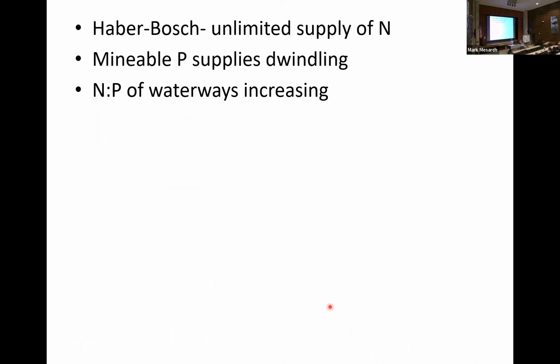So what makes this research even more applicable to the current state of the world is that the Haber-Bosch process has provided us with a seemingly unlimited supply of nitrogen, right, leading to that phosphorus limitation. Our mineable phosphorus supplies are dwindling, and also the nitrogen to phosphorus ratio of waterways is generally increasing.